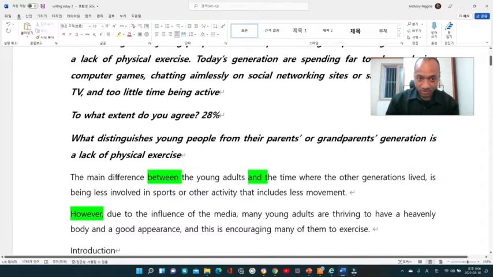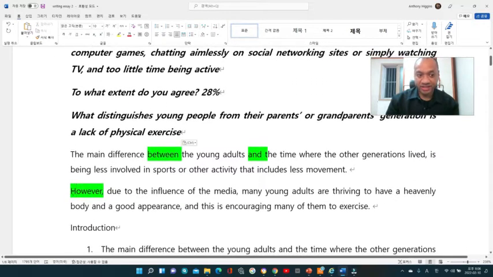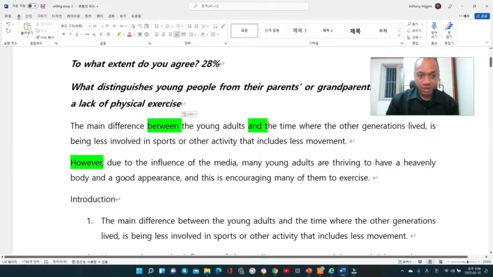And then, since I do not agree with this, I said, however, due to the influence of the media, many young adults are striving to have a heavenly body and a good appearance. And this is encouraging many of them to exercise. So what I'm trying to say is that because of the media, the younger generation nowadays exercise more compared to the older generation.